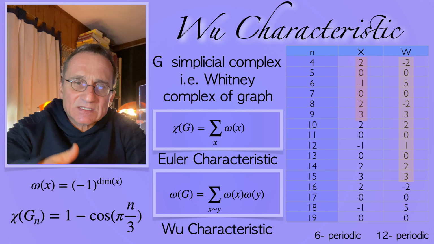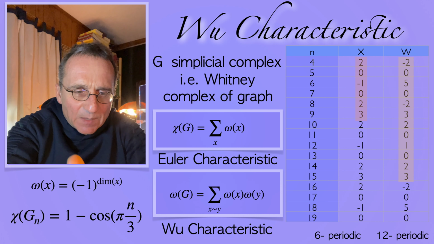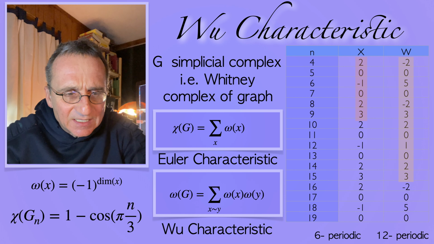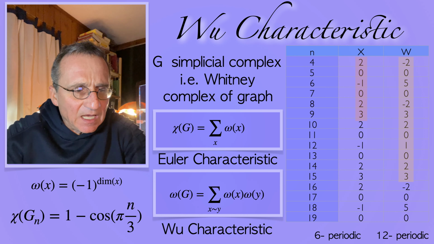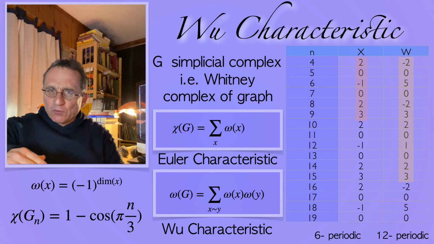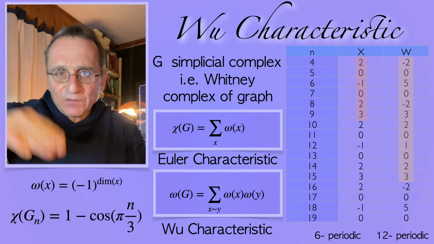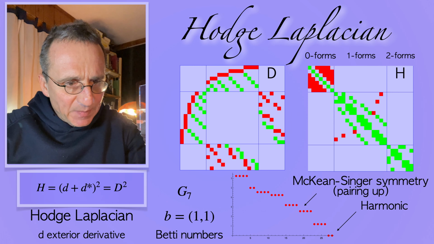So all this cohomology, for example, here we see a 12 periodic Euler Wu characteristic. This can be analyzed, but the cohomology thing I could not even compute high enough to actually see a pattern.